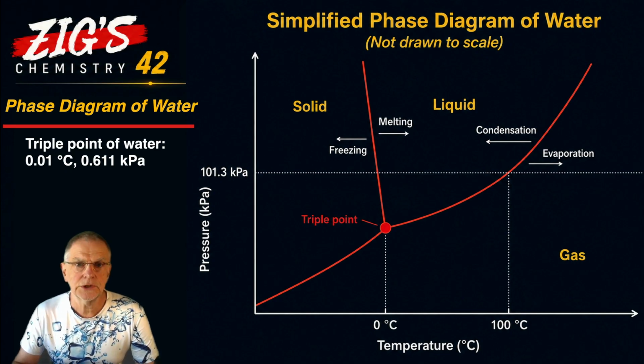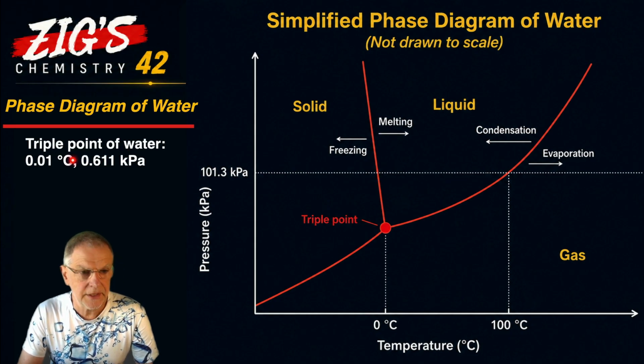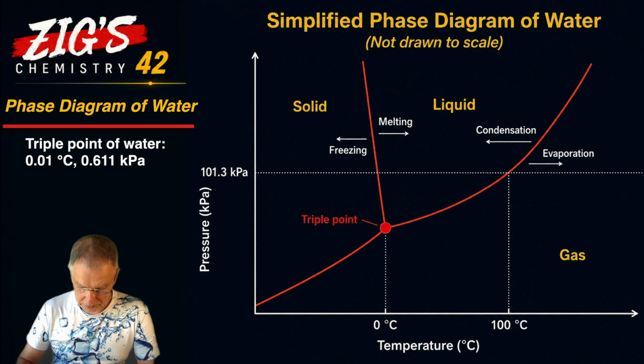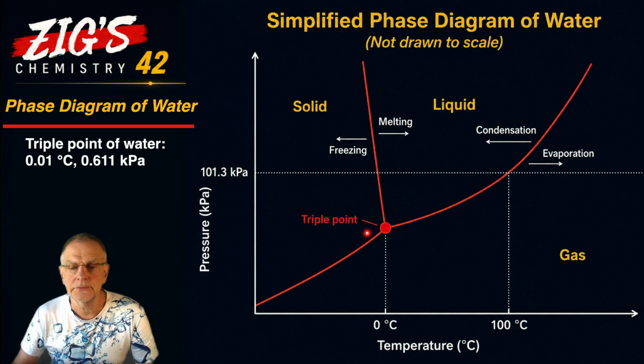Now, one thing we should keep in mind is that we have the triple point of water, and that's at 0.010 degrees Celsius, and it's at quite a low pressure. It's at 0.611 kilopascal, and the triple point is down over here. The triple point is where we have all states of matter together. So we have the solid, we have the liquid, and we have the gas.